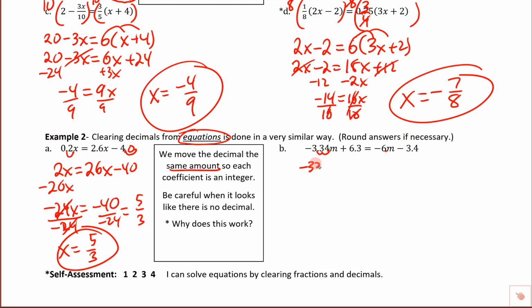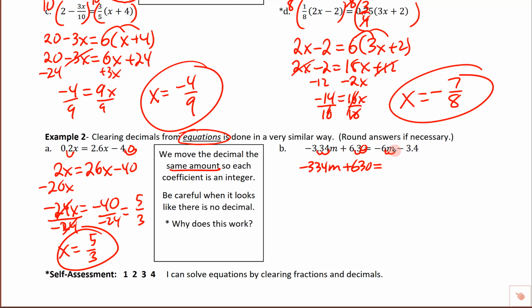So this is going to be -334 times m. We're going to move this over 2 places. So if you move that over 2 places, we get plus 630. So it's interesting that on these problems right here, notice how big the numbers are getting. Okay, we can still deal with that, but we are going to have a calculator on these.